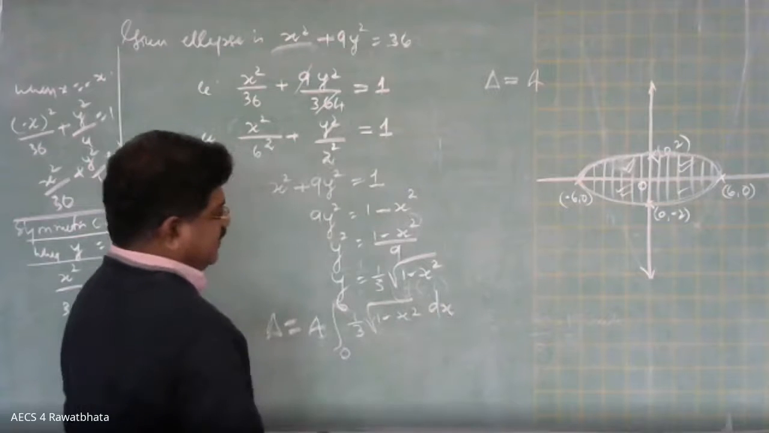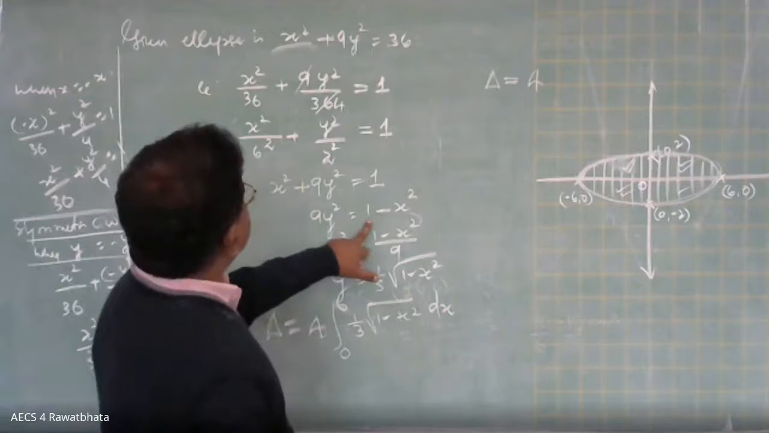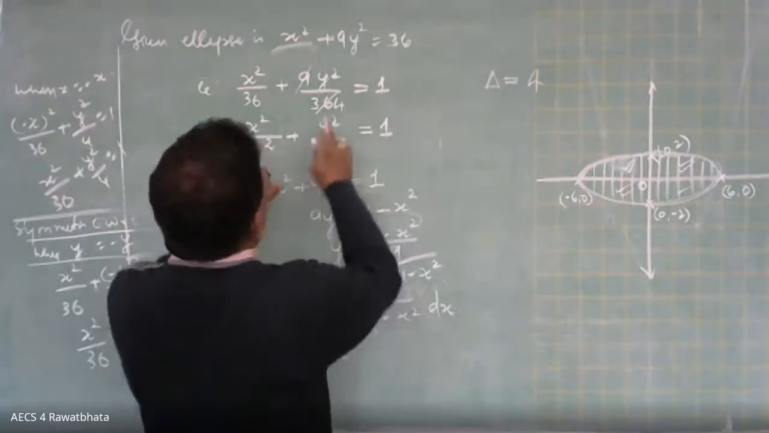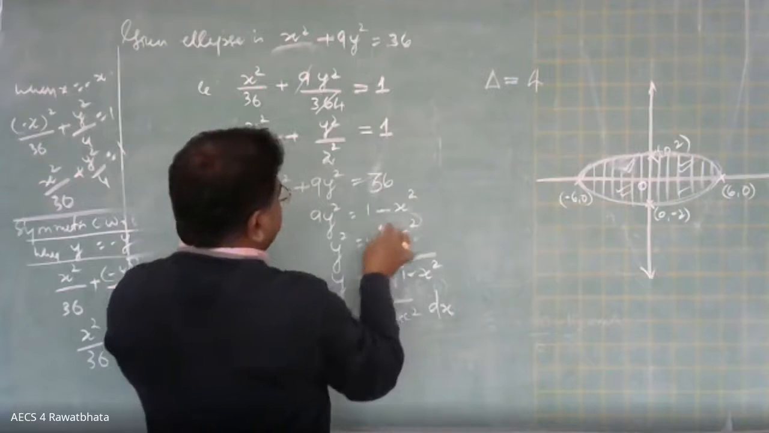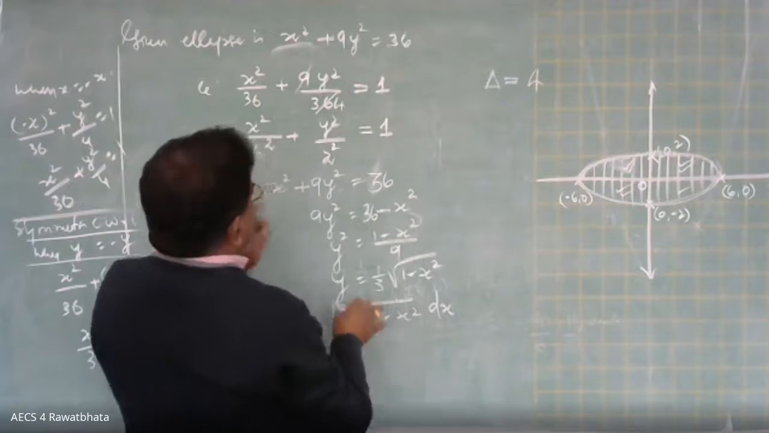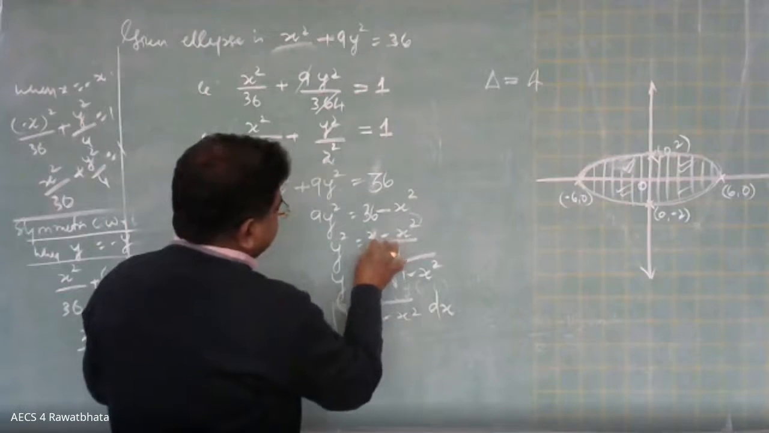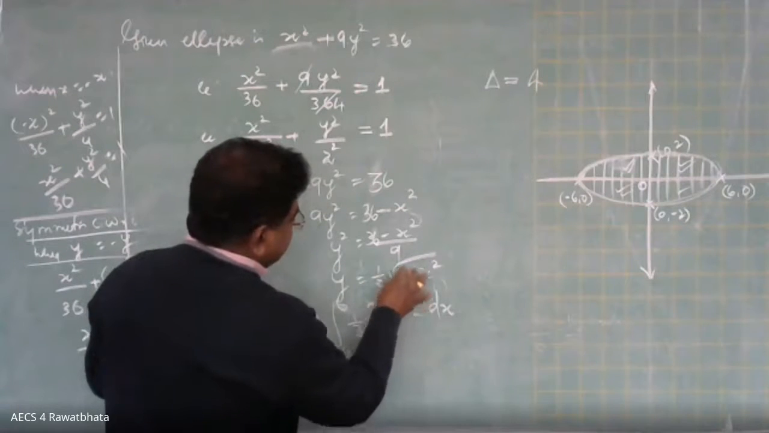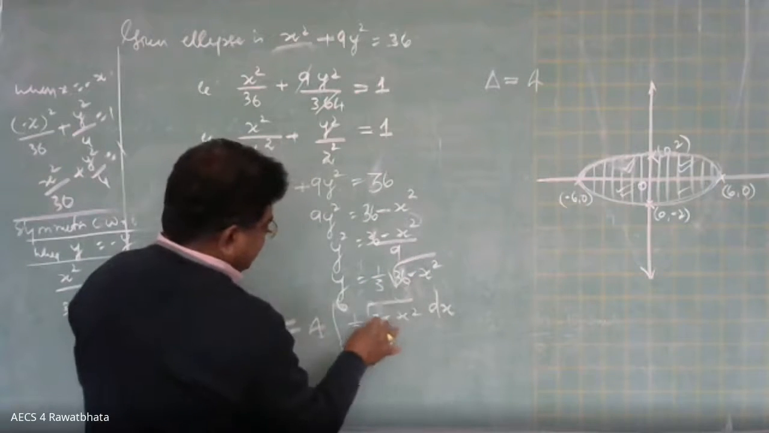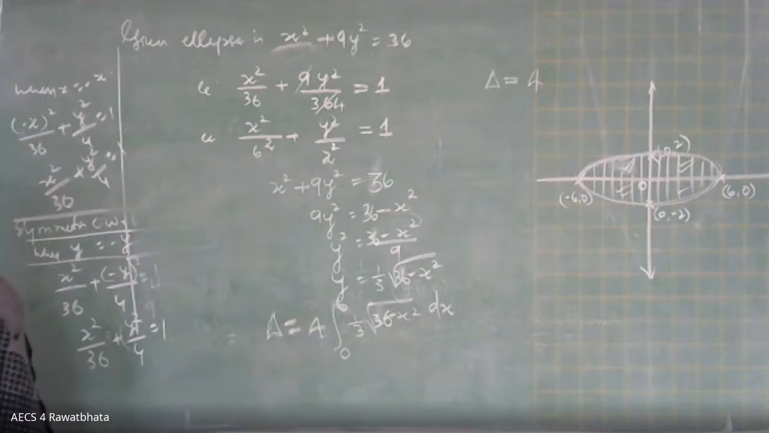Sorry, here the equation is x squared plus 9y squared equal to 36. Something was wrong; it is 36. Or else you have to follow this one directly. Here 1 by 3 is taken outside, and inside we have 36 minus x squared. Got it? Got the point?